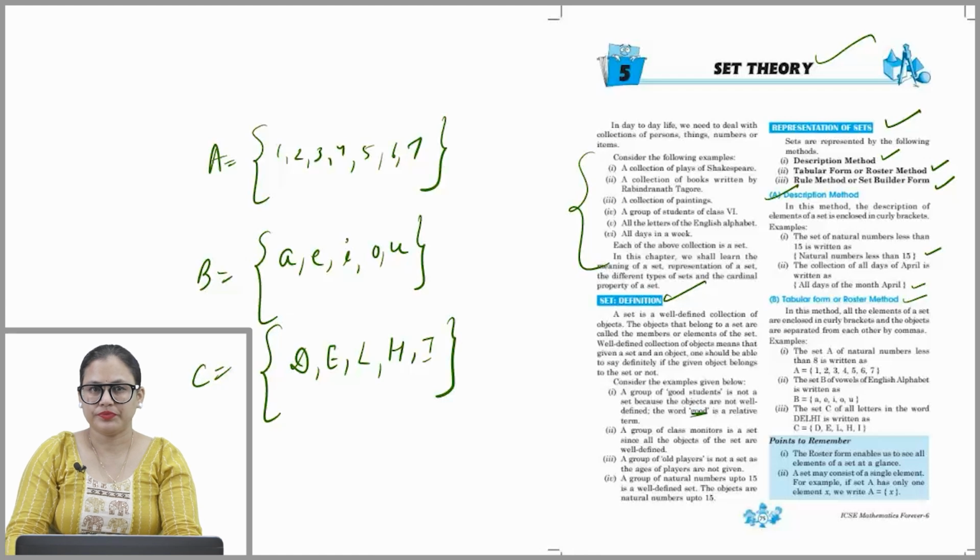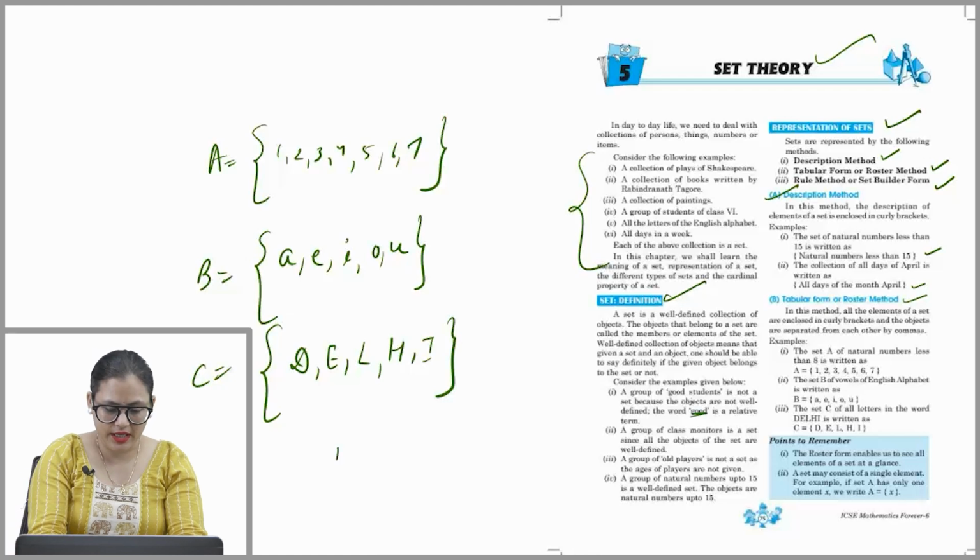Points to remember. Number 1, the roster form enables us to see all the elements of a set at a glance. Second, a set may consist of a single element. For example, if set A has only one element x, we write A = {x}.